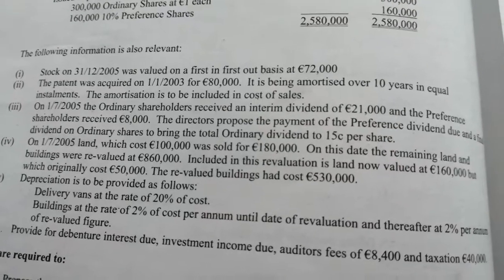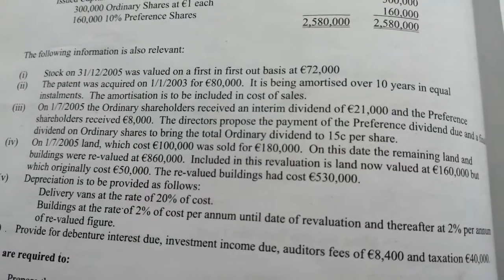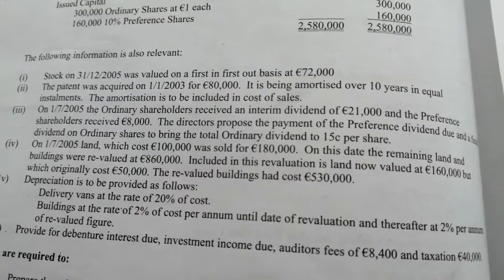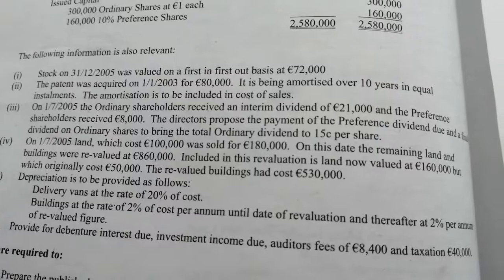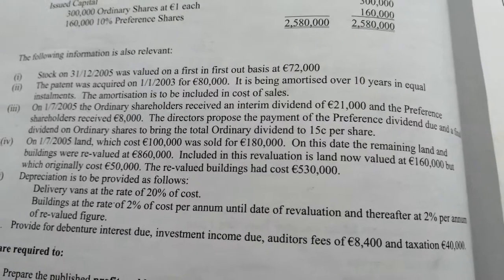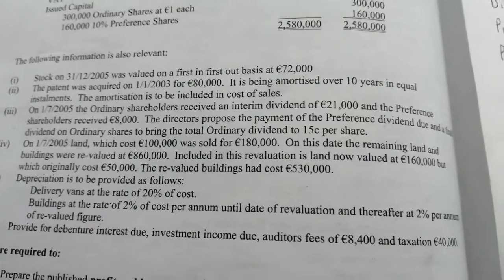So if we look at part 2 there of the additional information, it says the patent was acquired on the 1st of the 1st 2003 for 80,000. It's being amortized over 10 years in equal installments. The amortization is to be included in cost of sales. So is to be included in cost of sales.